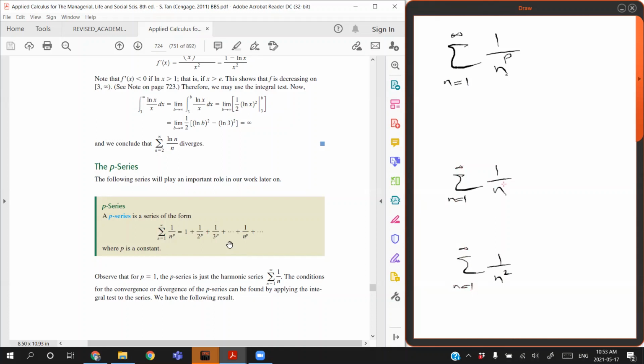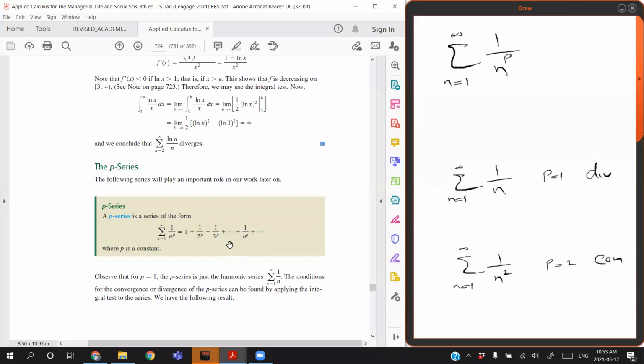So for this one here, p is 1, and we looked at this one, it's the harmonic series, and we showed it to be divergent. So this is a divergent P series. And in this other one, p would be 2. We also looked at this one using the integral test, and we showed that this is convergent.